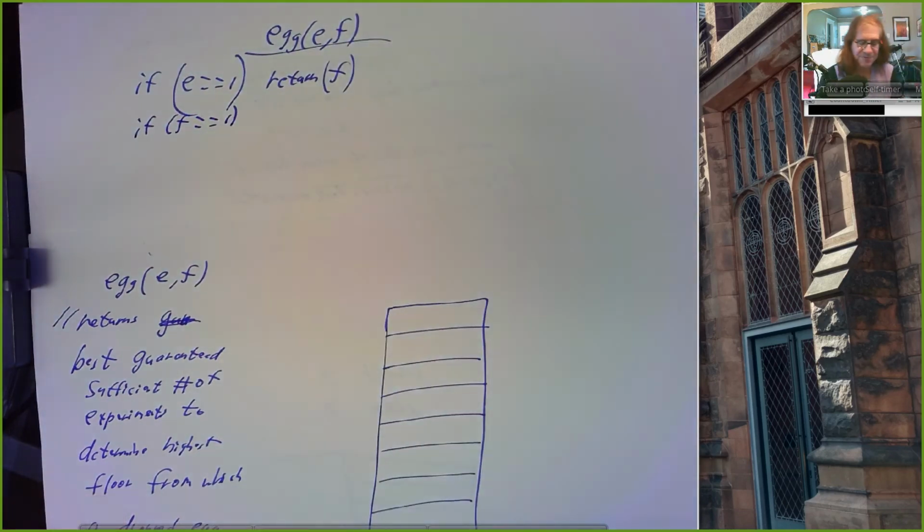All right, on the other hand, if there's only 1 floor in the building, we only need 1 experiment. Drop it from the 1st floor. If it survives, then the answer is 1. If it breaks, the answer is 0.